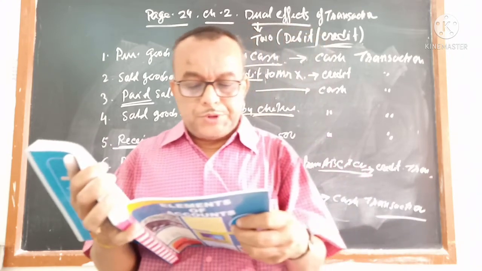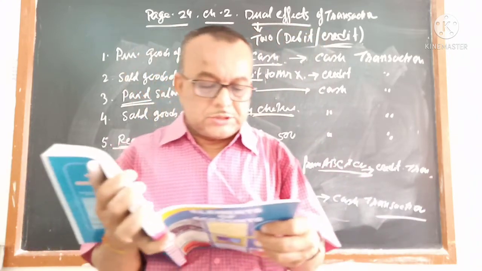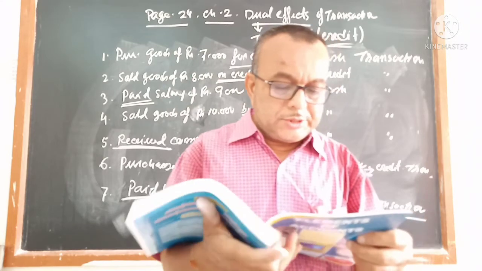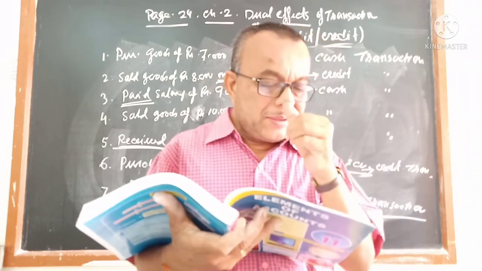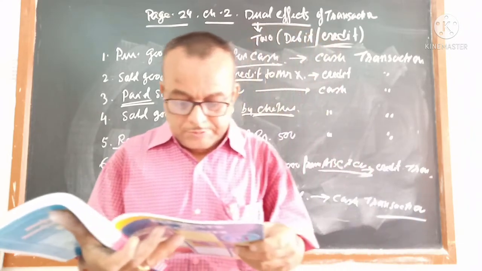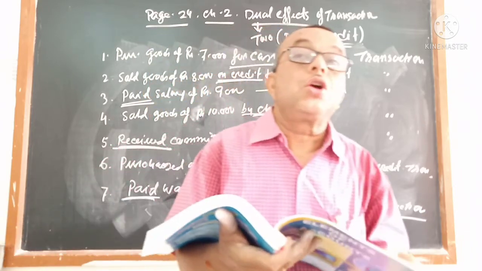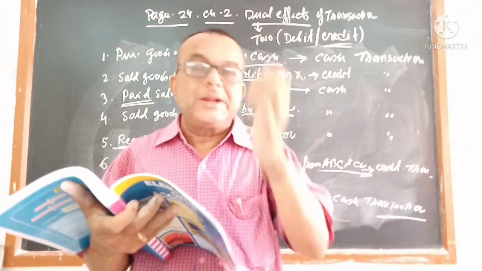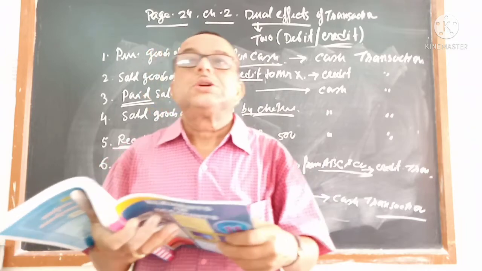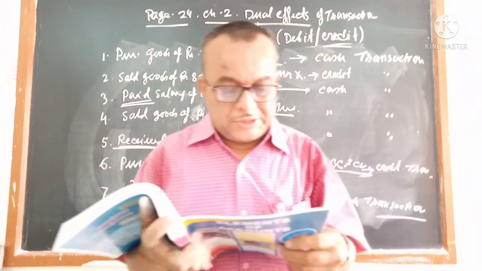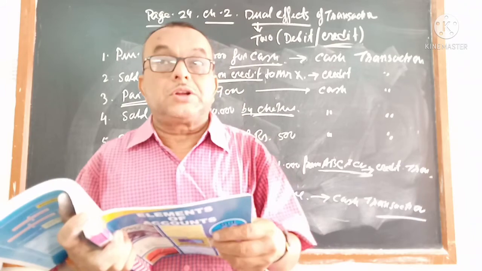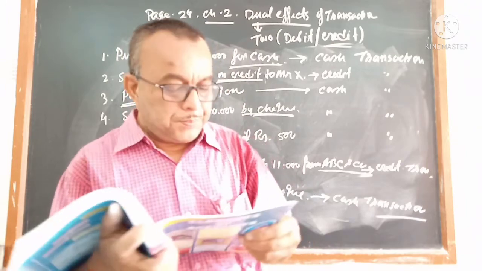Insurance premium paid of rupees 8,000, also a cash transaction. Goods of rupees 200 received as a free sample. Goods of rupees 200 received as a free sample is called a non-economic transaction because it is not a transaction. Why? Because the cost of the goods is not mentioned here. It is not measured in terms of money.